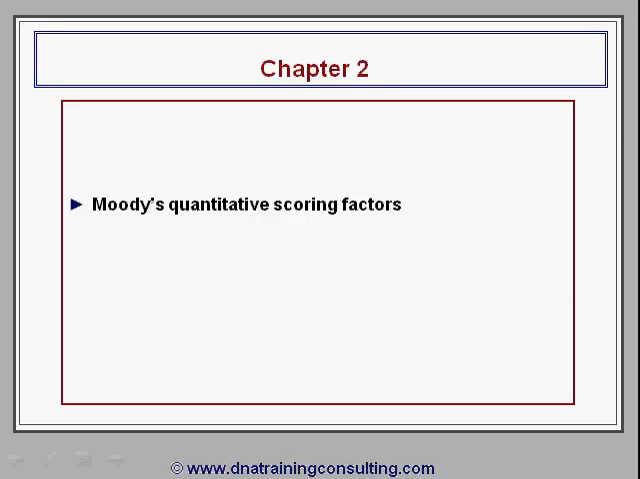This Chapter 2 examines in detail the quantitative scoring factors applied by Moody's in their approach to the sector and how these are ultimately bundled together to derive a first estimate of the carrier's credit rating.